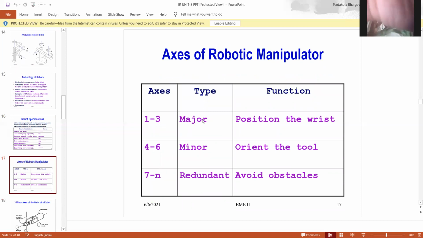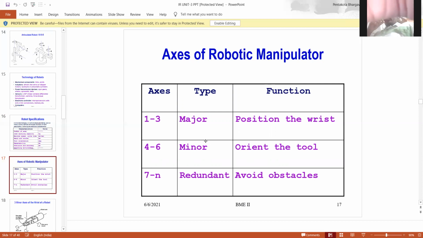Okay, here are the axes of a robotic manipulator. How many axes can you use in a particular robot? In the previous slide also, there were axis differences. Here, axes 1 to 3, 4 to 6, and 7 to n. Axes 1 to 3 are the major axes, which position the wrist. The minor axes orient the tool, and redundant axes avoid obstacles.